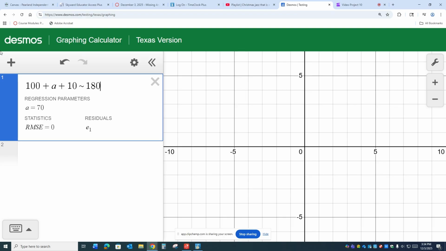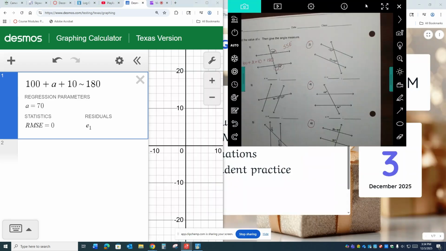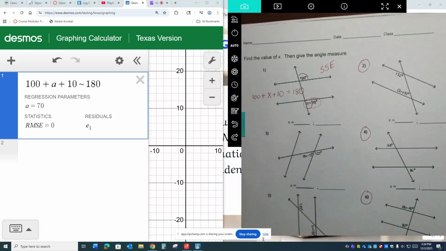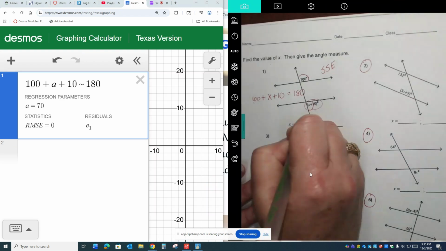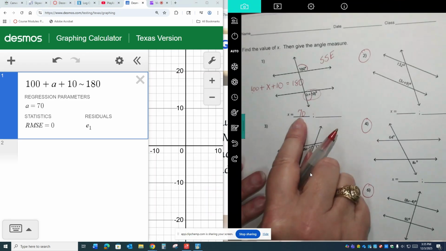It tells me that a equals 70 degrees. So right here, that's my missing variable, 70.